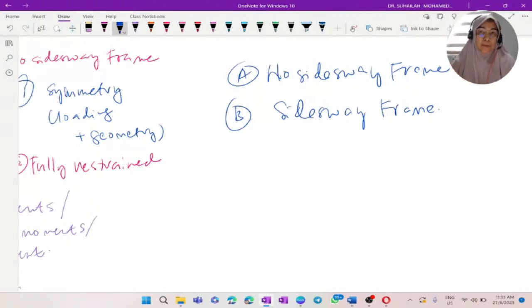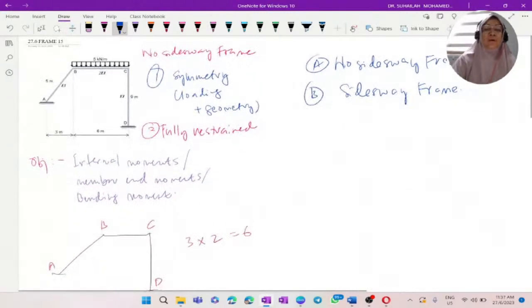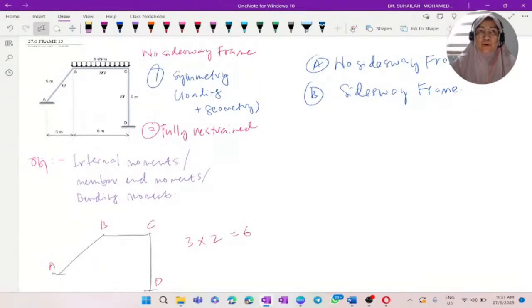We will continue in the next video with the first step of analysis of this frame using the moment distribution method. The first step is to understand the stiffness factor and the distribution factor of this frame. So we will calculate together what is the stiffness factor, the joint factor, as well as the distribution factor.